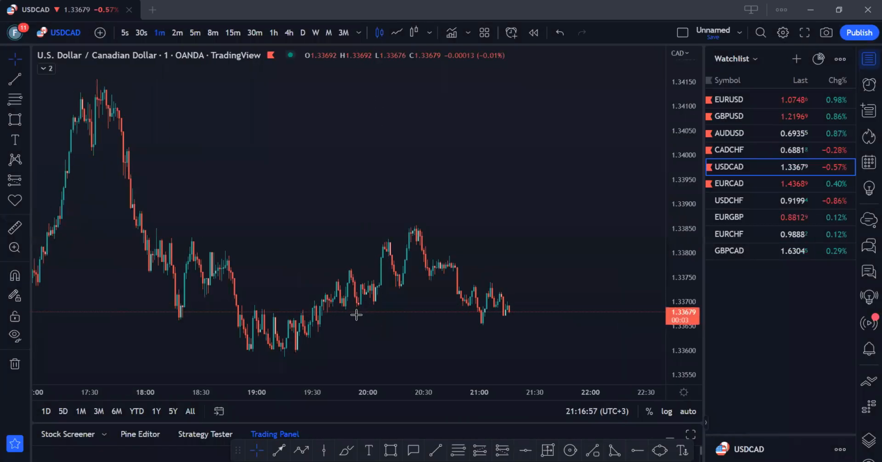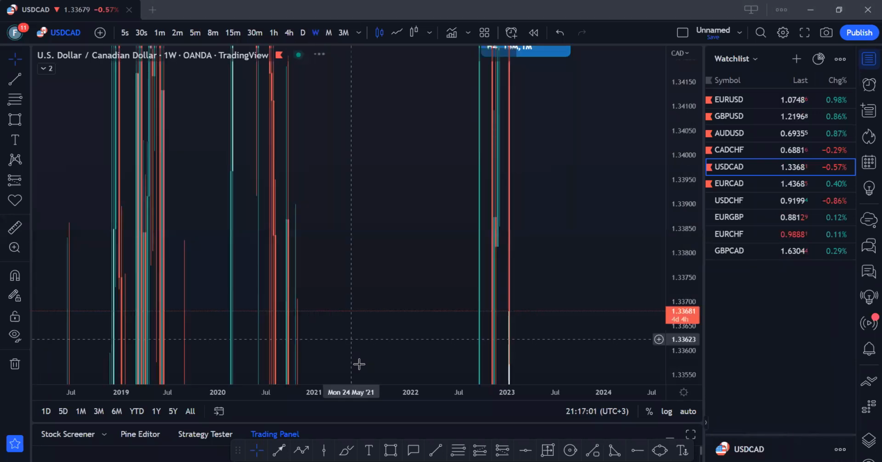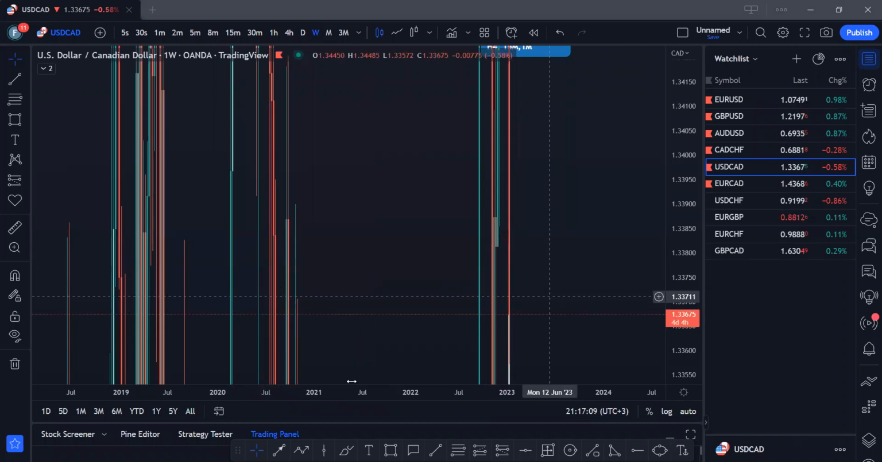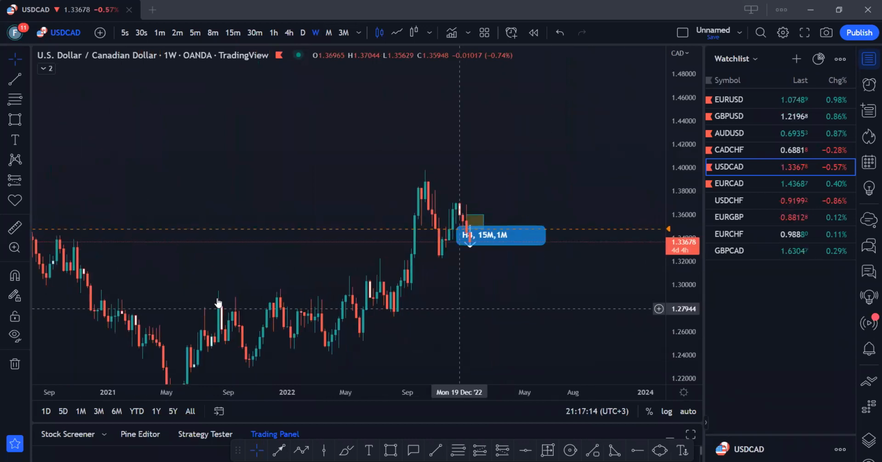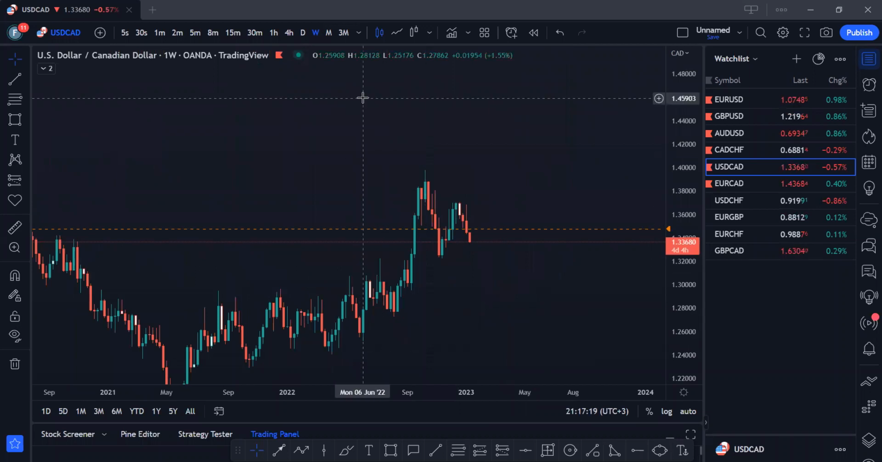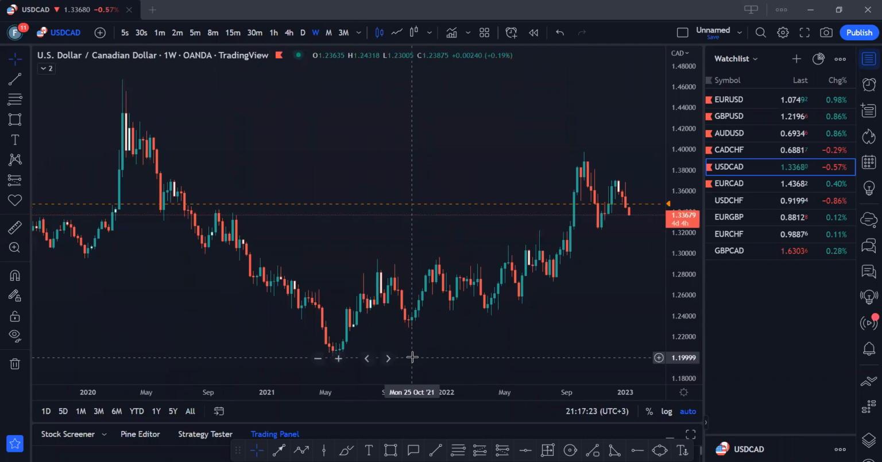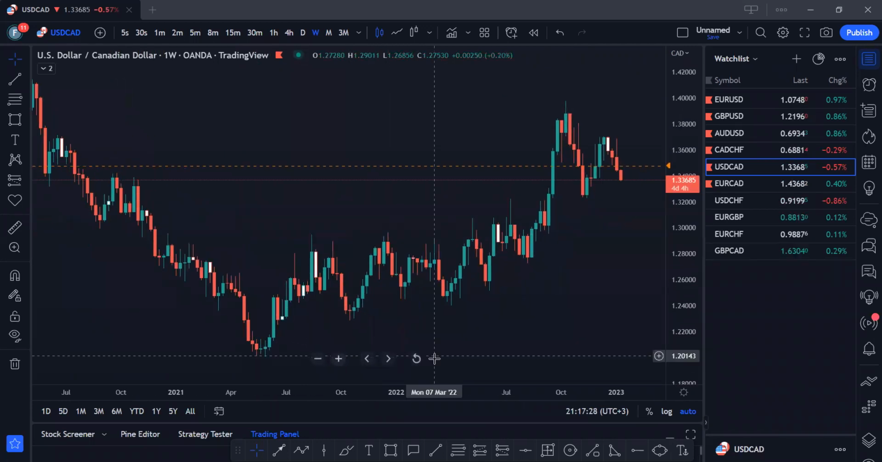USD CAD. What's going on with USD CAD? Let's go to the weekly chart. Oh, Mr. Ambrose, we've done gold though. We've done gold. Okay. So USD CAD is majorly bullish.